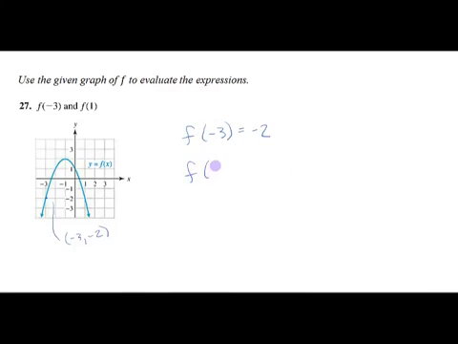f of 1. So we're finding the value of the function when x is 1. So x is 1 here, and we have the point 1, negative 2. So f of 1 is negative 2.